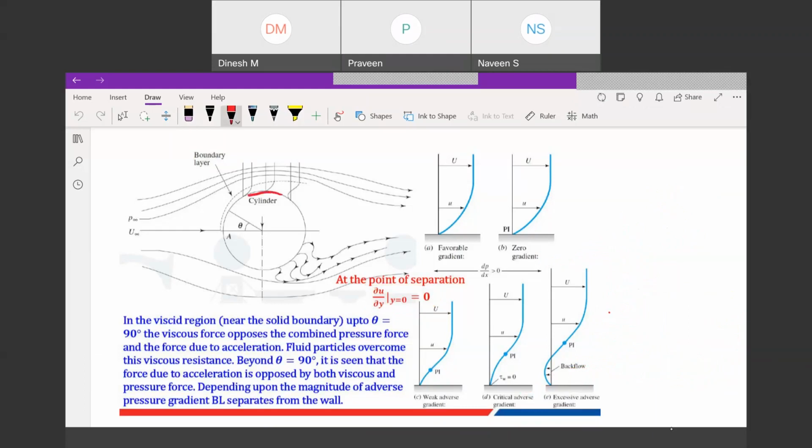Now, this is my cylinder, and the flow is laminar, and this is my theta at any location, this is 90 degree, this is more than 90 degree. So where will the separation happen if flow is occurring over a cylinder? If it is laminar flow, the separation will be a little lesser than theta equals 90 degree. And if it is turbulent flow, it will have higher energy, so the separation will happen beyond 90 degree. Okay.